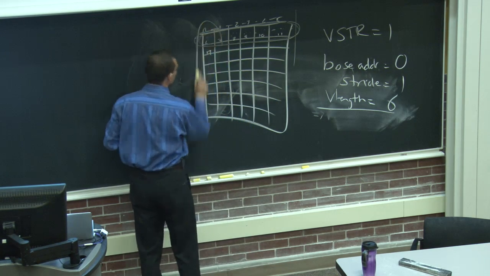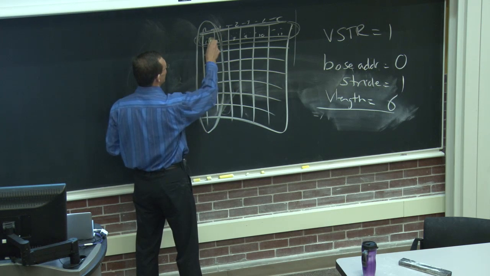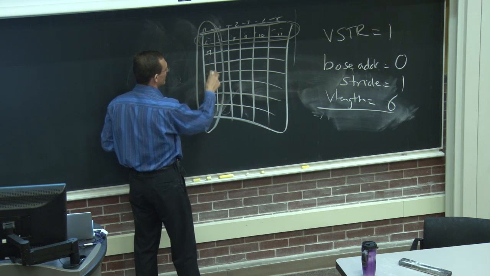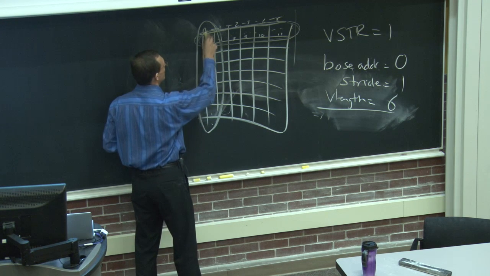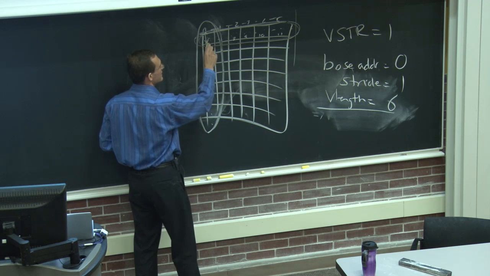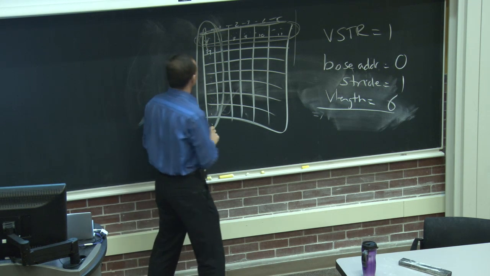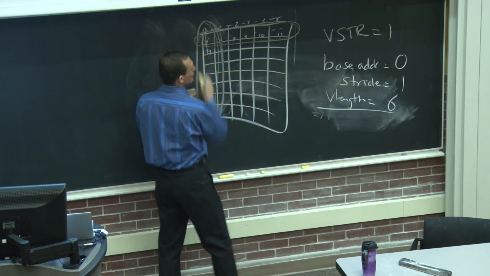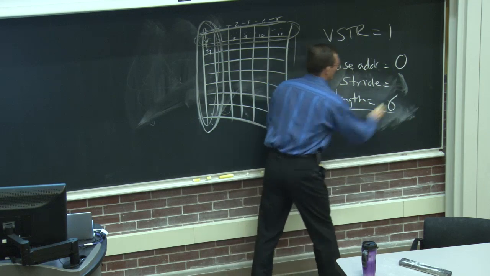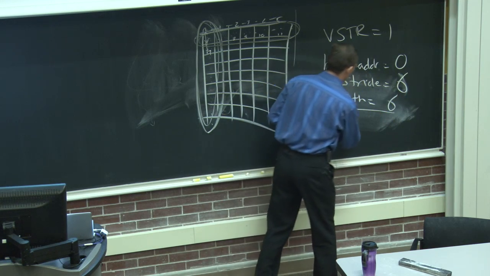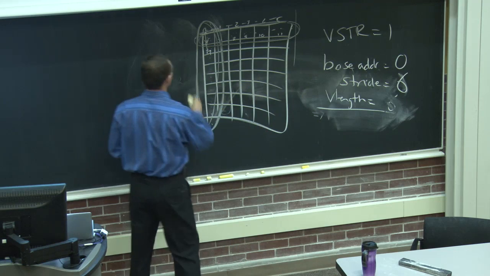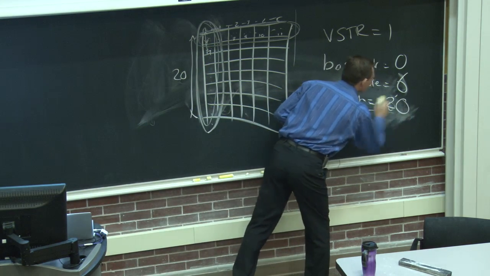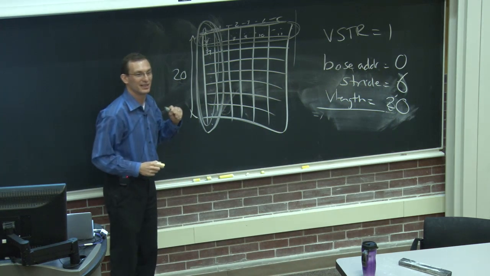What if you're loading a column? Well, now the consecutive elements of this vector are not in consecutive locations in memory. They're apart. There are 6 locations apart from each other. So if you want to load this vector, what do you need to do? Base address is still 0. Stride is now 6. And vector length is, I guess I did not specify it, but let's say we have 20 elements here. 20 rows here. Vector length is 20.